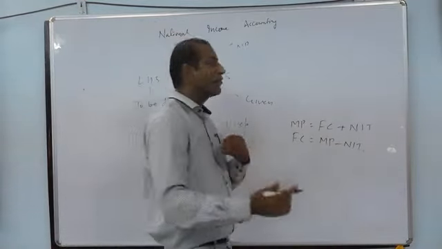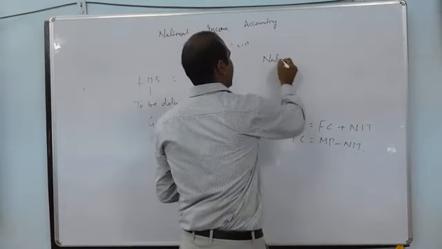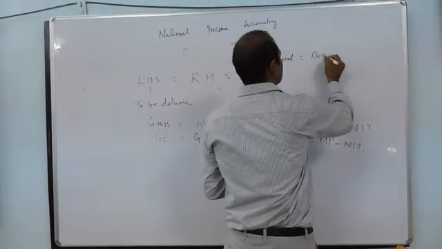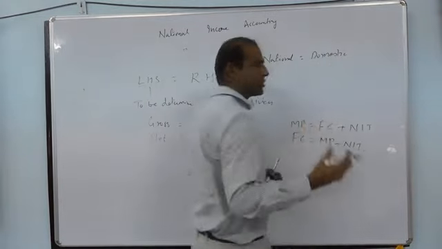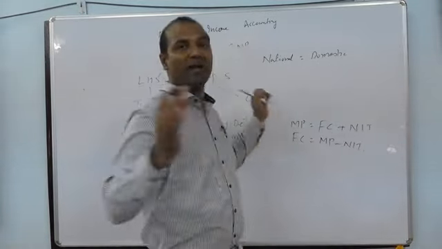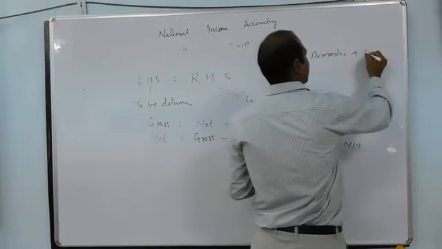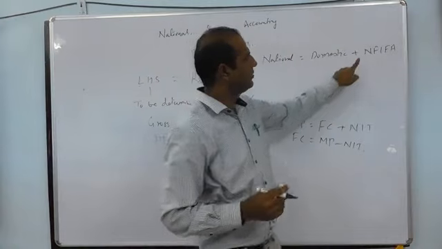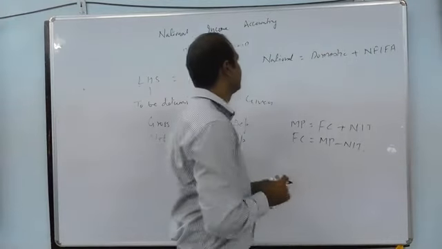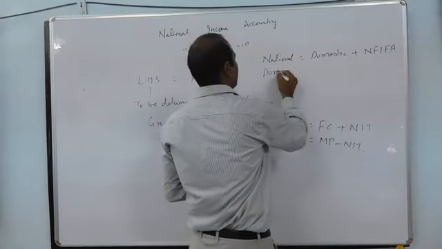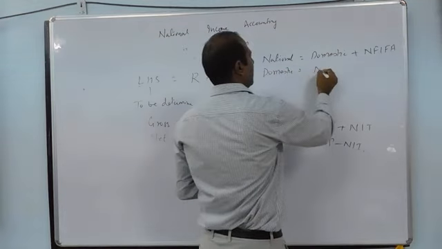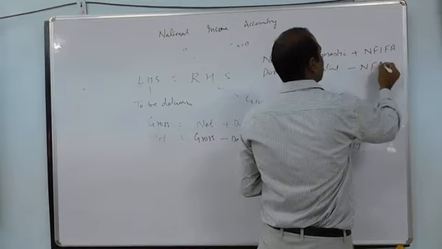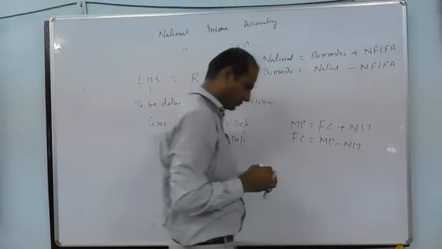We can complete the third one. In order to get national, and you are given domestic. Domestic is a smaller term, but national is a wider concept. Add net factor income from abroad. Write in full, net factor income from abroad. In order to determine domestic, what you need to do? National minus net factor income from abroad.